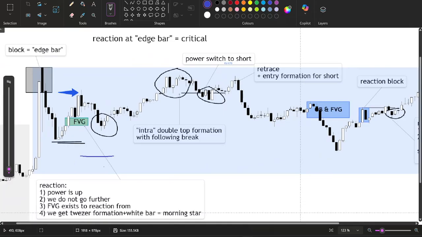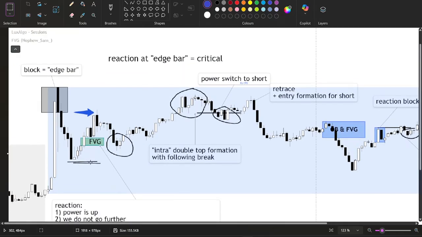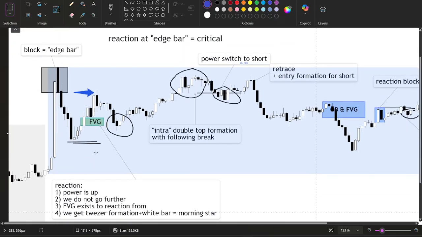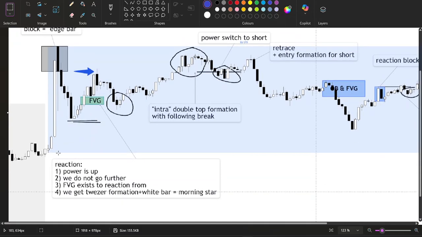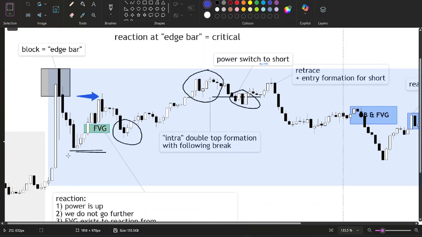So let's get into this. This is the drawing. Okay, back. I'm not going to use the drawing. Just going to do this. Okay. Let's go to the side here. This instrument is US 500. This is a 1 minute chart. It doesn't matter what instrument, but I'm going to show you an example of my thought process here.